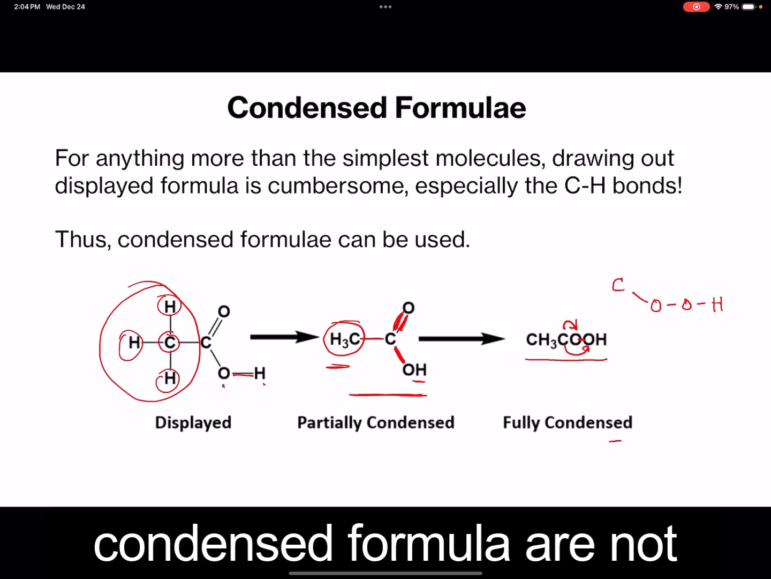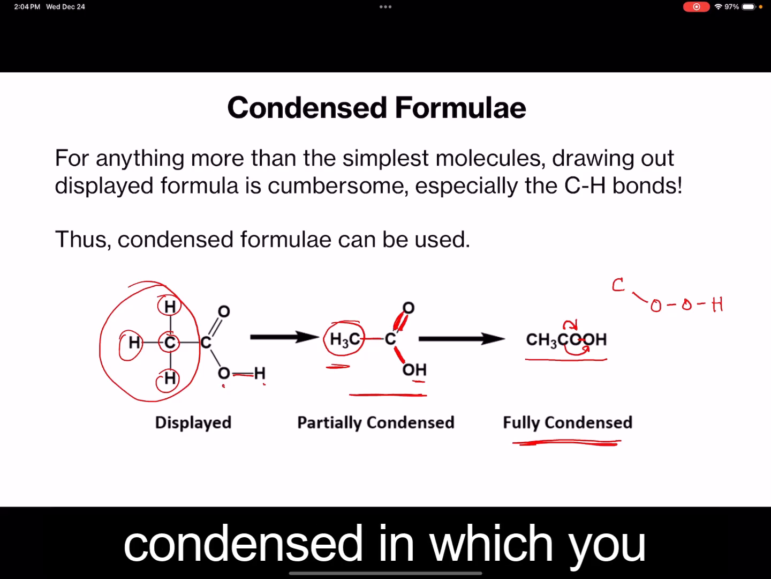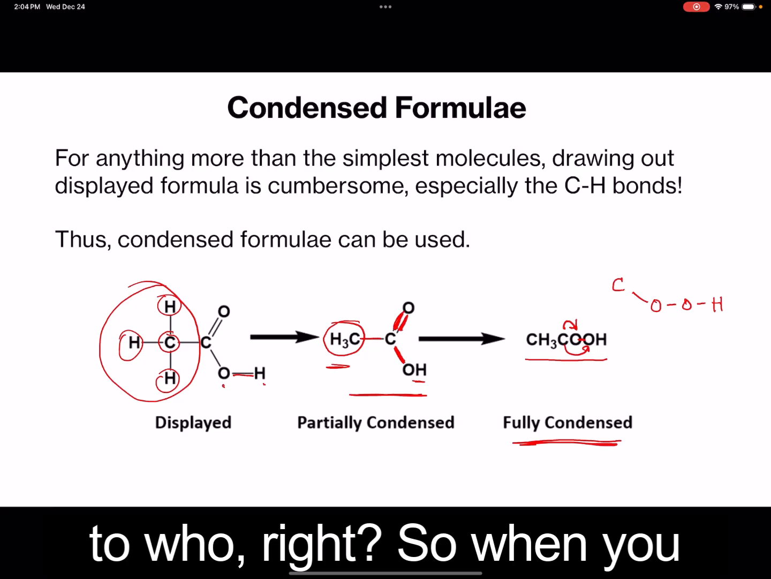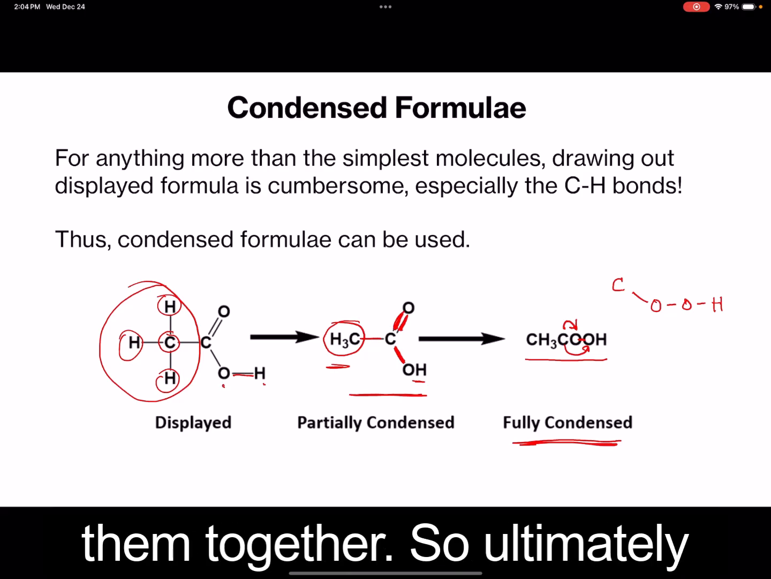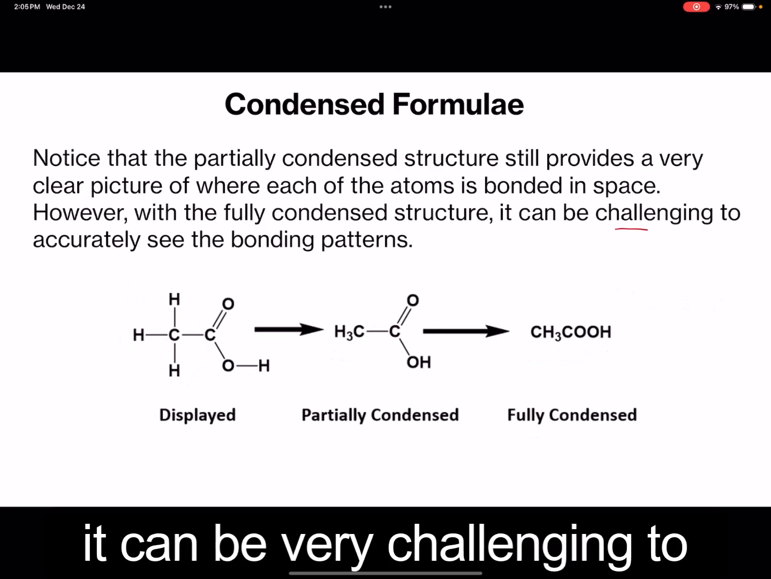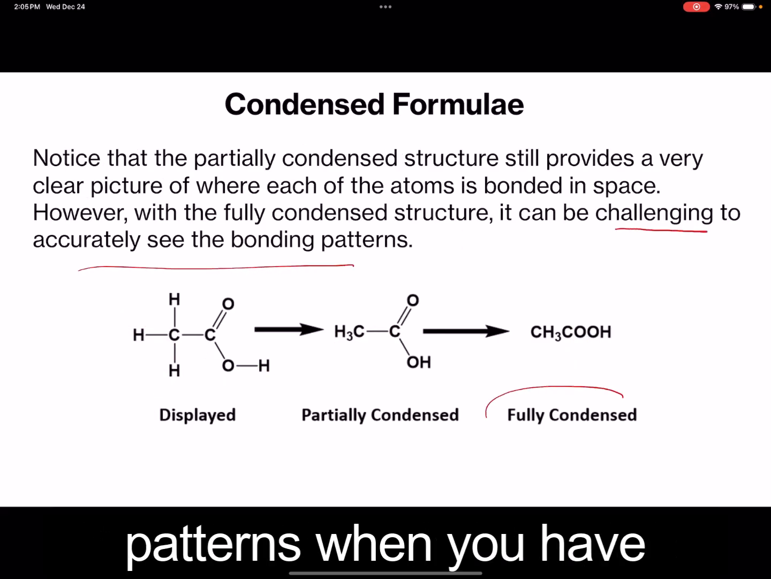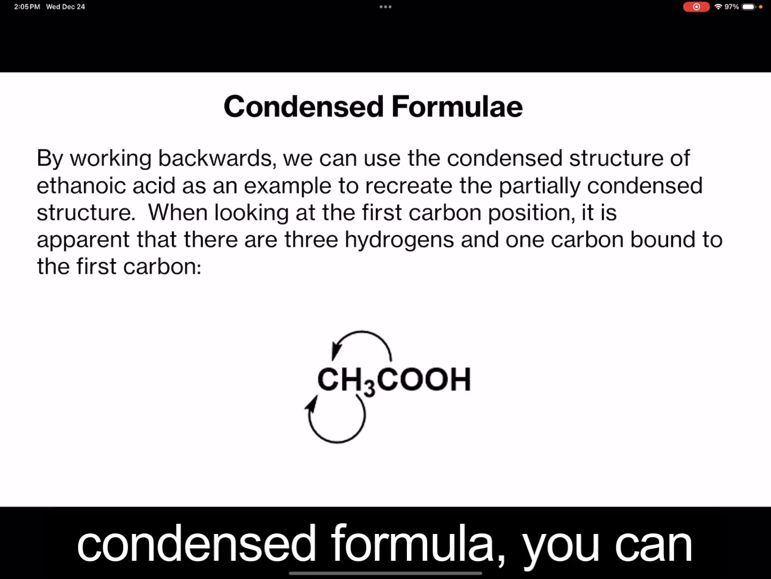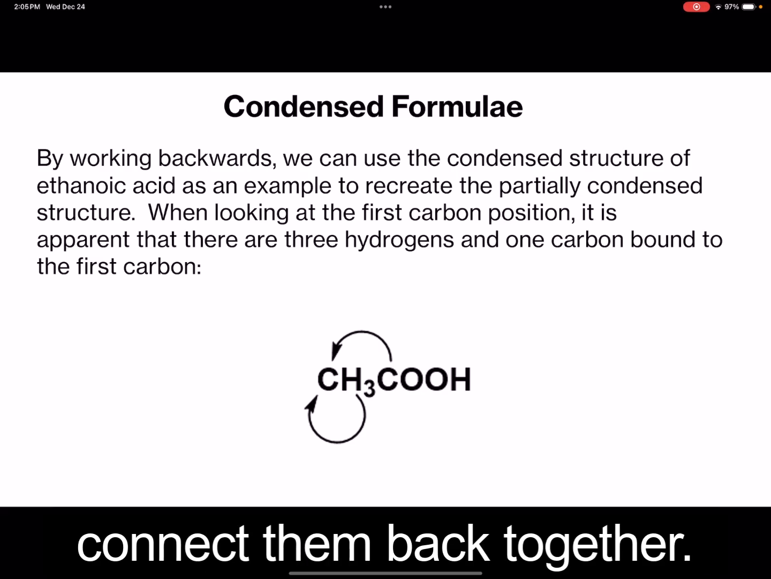So fully condensed formulas are not as useful as the partially condensed, in which you know exactly who is bonding to who. When you have fully condensed structures, there may be more than one way to hook them together. So ultimately, it can be very challenging to accurately see the bonding patterns when you have those fully condensed structures. If you have a condensed formula, you can work backwards to try to connect them back together.